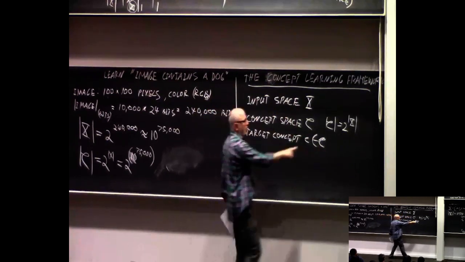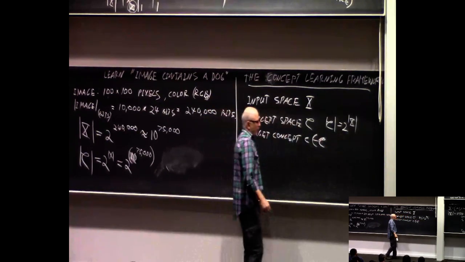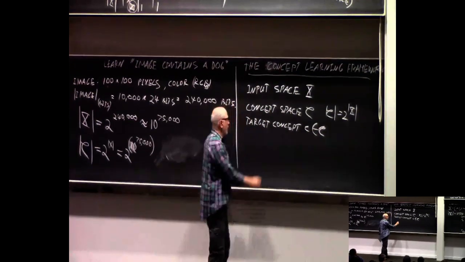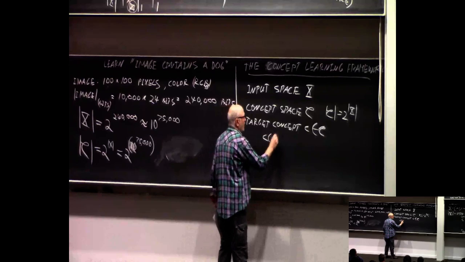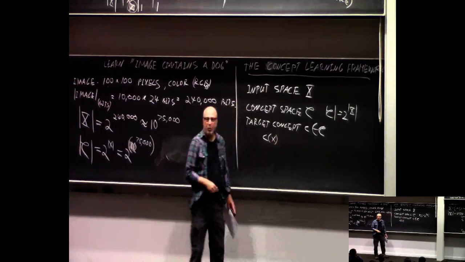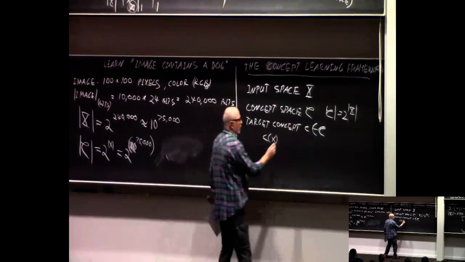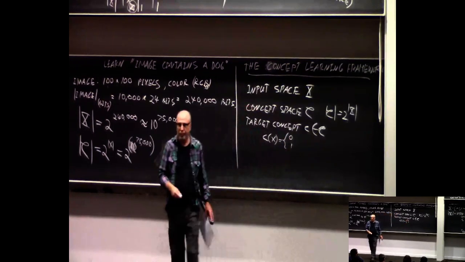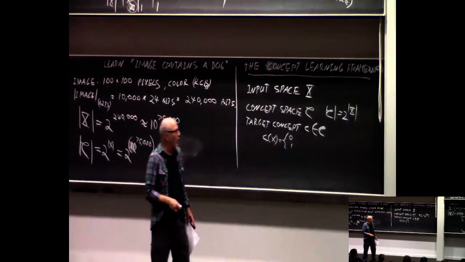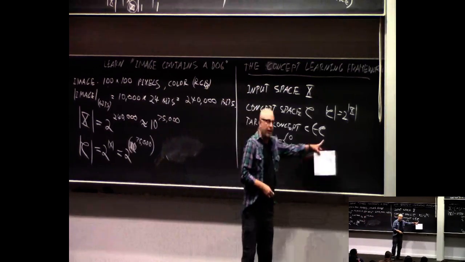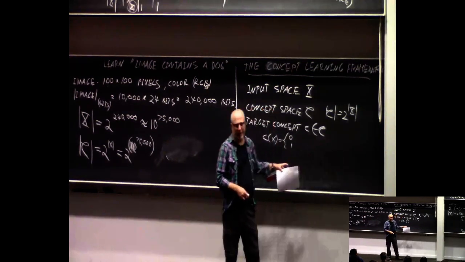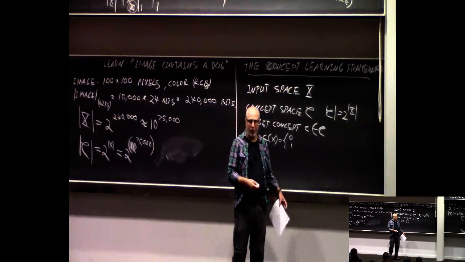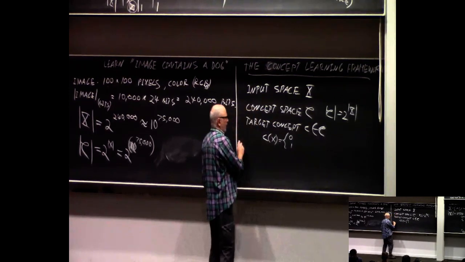So it's one member of this vast empire. And little c is a concept, meaning it's a binary function, meaning when you give it some input from the input space, it produces as output 0 or 1. It's a binary function. One of this many. Our goal is to find it. What are we going to use in order to find it? We're going to use training data.